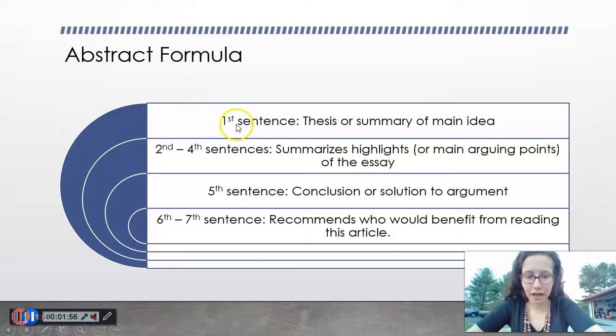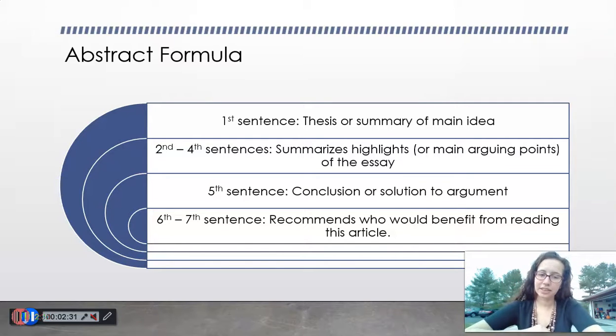Your first sentence is just your thesis statement or a summary of your main idea. Your second to 4th sentences are your summary or highlights. If you remember, in class we mapped out your main points, so just reiterate those in sentences 2 to 4. Then your 5th sentence is your conclusion or your solution. Your 6th to 7th sentences are who you think would be the audience for your article, or who would benefit from reading it. Who would you like to see read this if it actually got published somewhere? That's the gist of what an abstract would be.